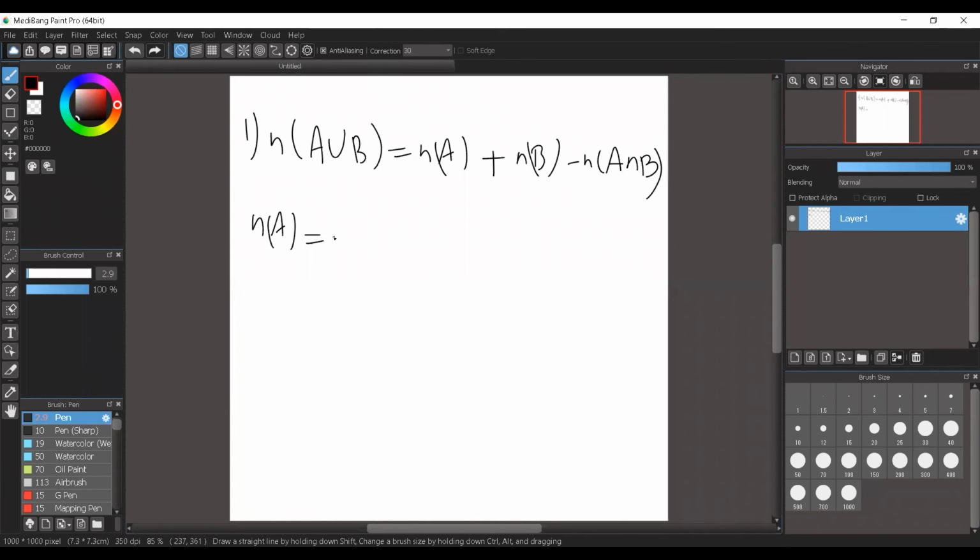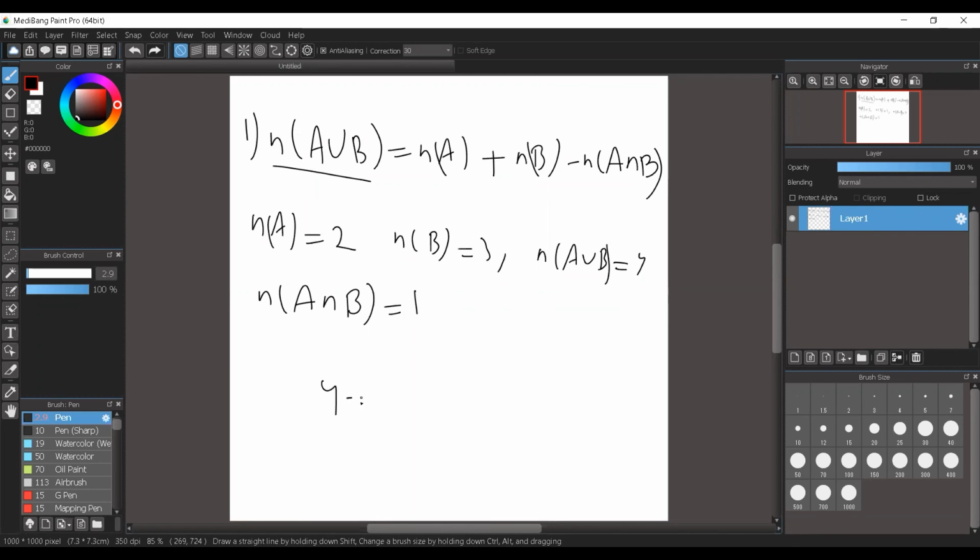Now, the question could be given with values. N of A is 2, N of B is 3, N of A union B is 4, and N of A intersection B is 1. All we need to do is just substitute the values. What is N of A union B? N of A union B is 4.